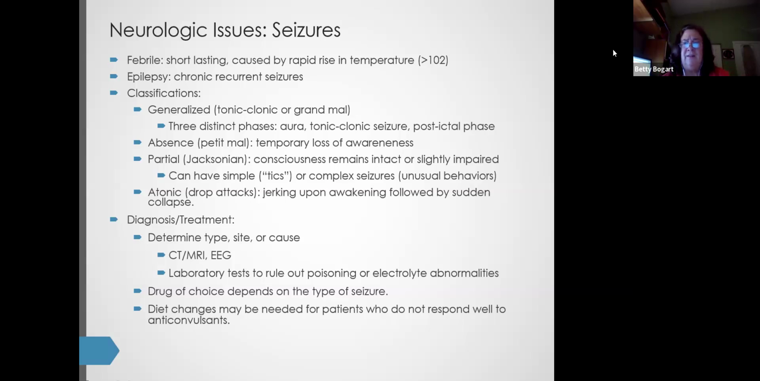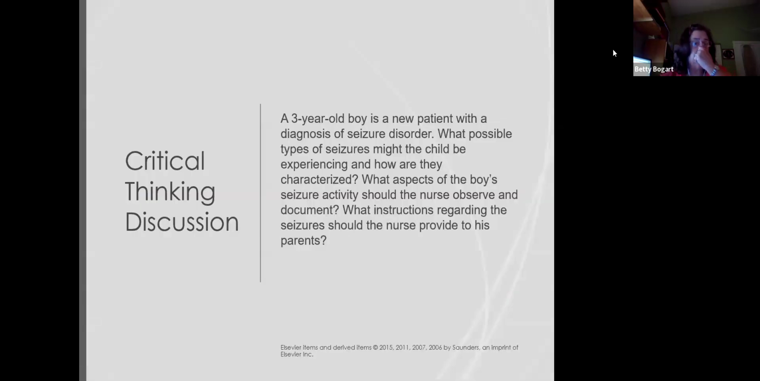We have heard so many things about patients doing diet changes, all different things, gluten, and there have been so many studies done that work, and something that should be explored if this child is not really responding well to any of the anticonvulsant medications.